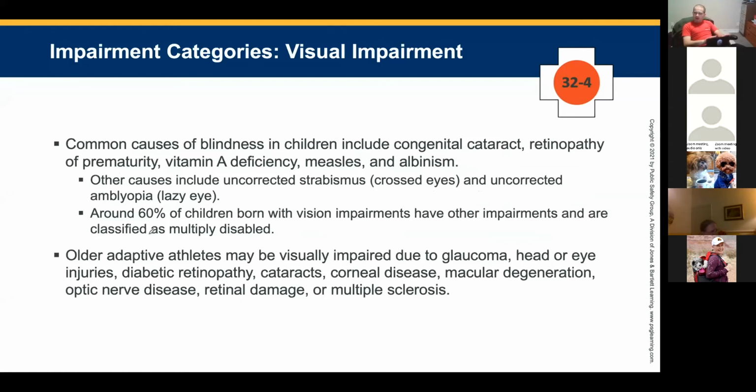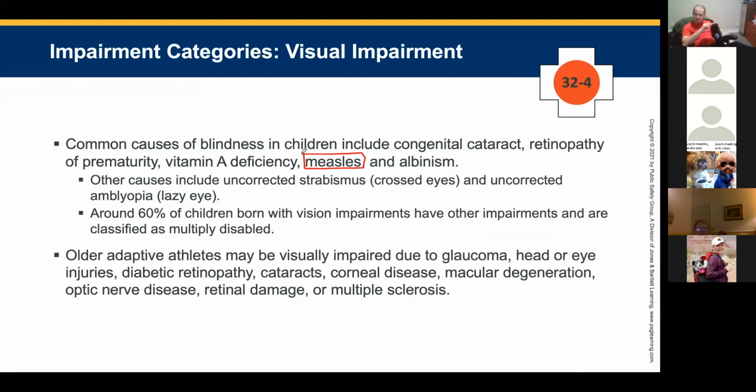All right, so common causes of blindness in children include congenital cataract, retinopathy of prematurity, vitamin A deficiency, measles, and albinism. What do you think the chances are of seeing somebody blind from measles these days? Low. Yeah, pretty much eradicated measles, so I'd say that'd be very low.